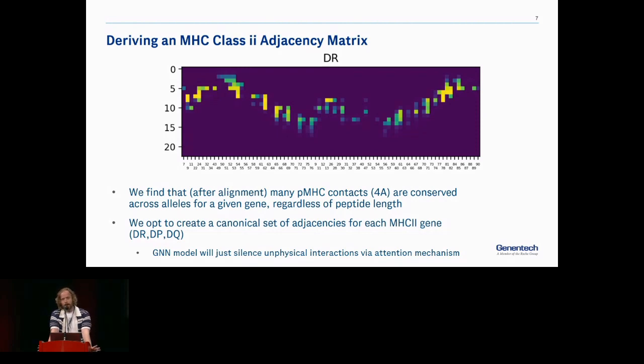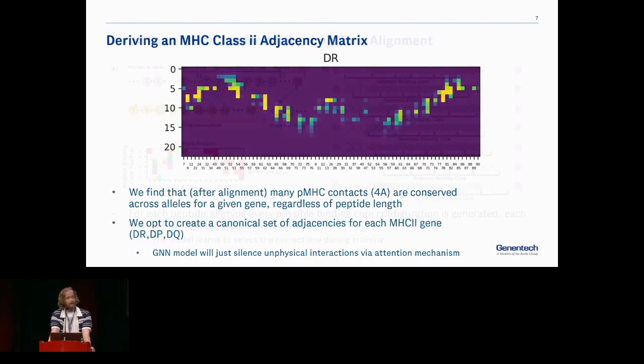And then you can just rely on the model to ignore, for a specific peptide allele pair, which adjacencies shouldn't be there, and to create some interactions between residues which are missed.